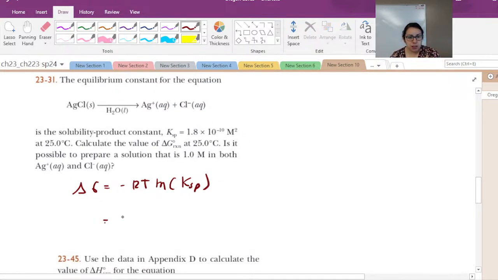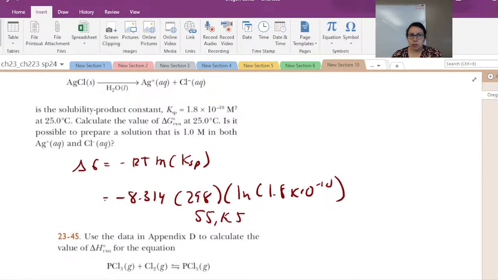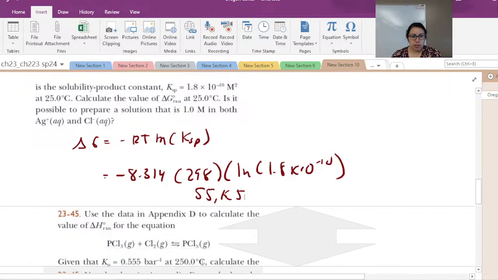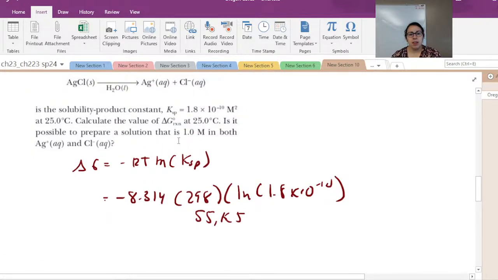And then what did y'all get for our delta G then? Like 55,000. 55,000. Or I'll change it to about 55 kilojoules. And so this is similar to the math situation that we saw before, right? So we could kind of think through this.